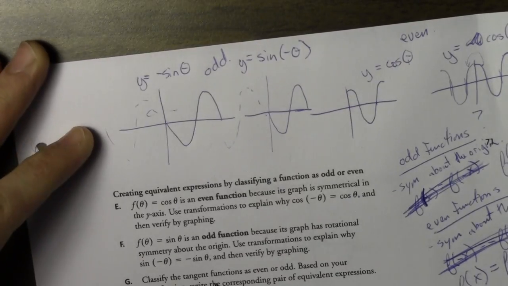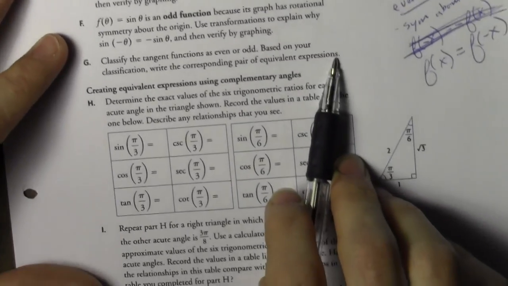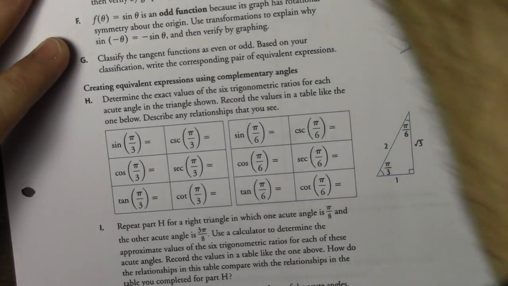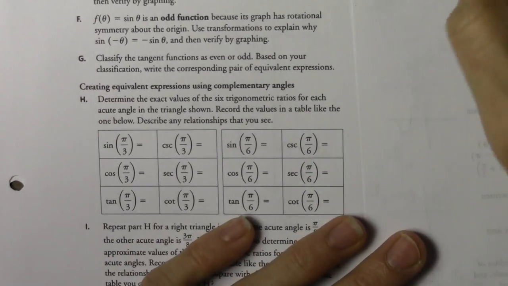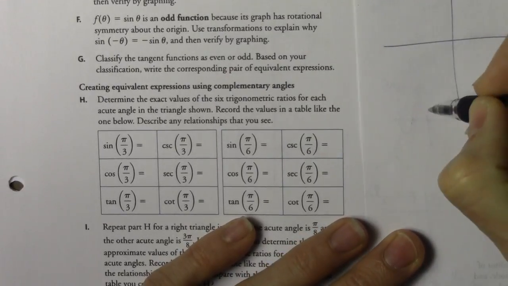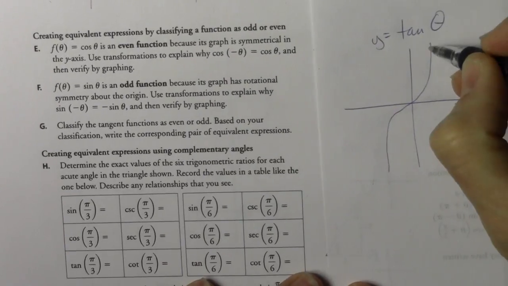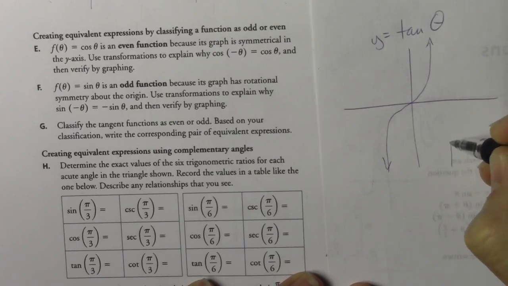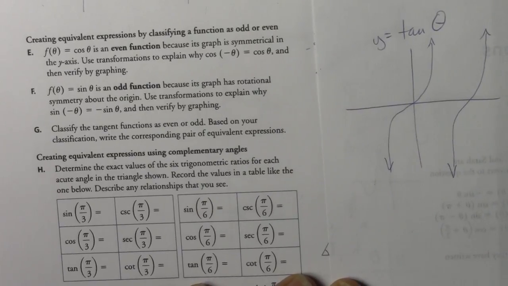Alright, G says classify the tangent functions as even or odd. Based on your classification, write the corresponding pair of equivalent expressions. So we need to do the tan function now. So we know the original tan function looks like this. Okay, there's our tan function. So what do you guys think? Even or odd?